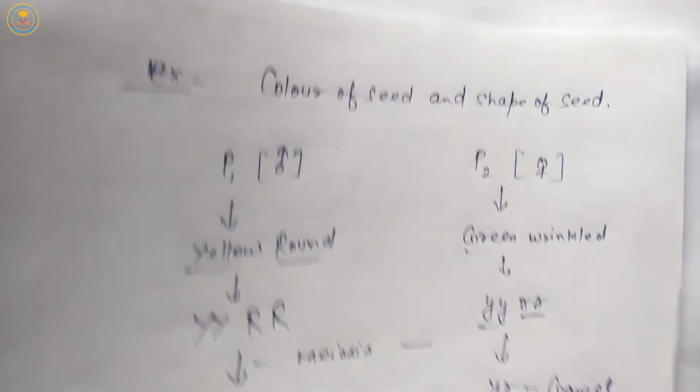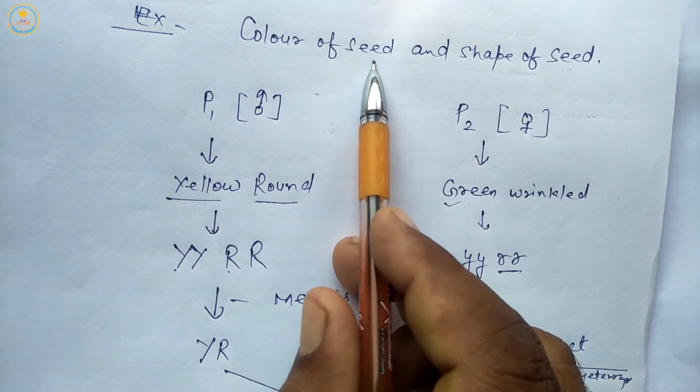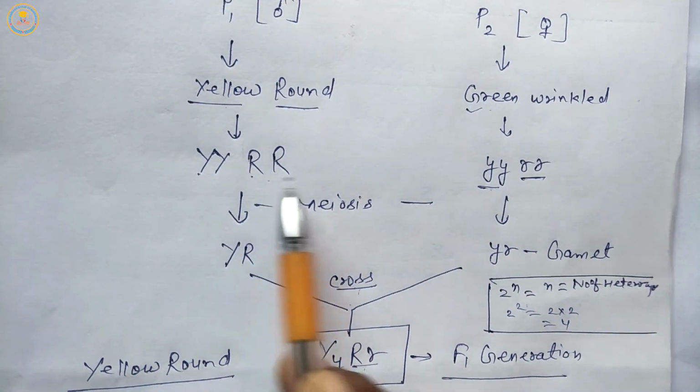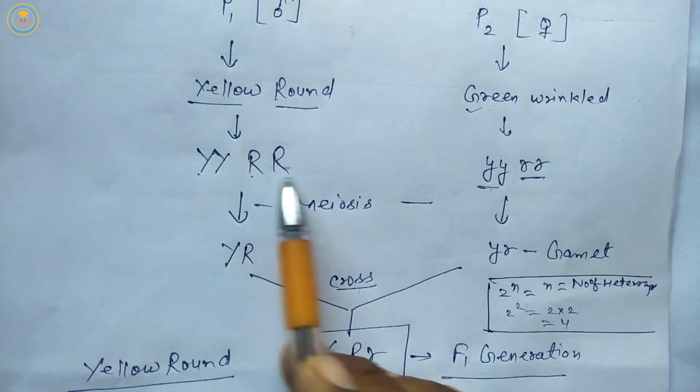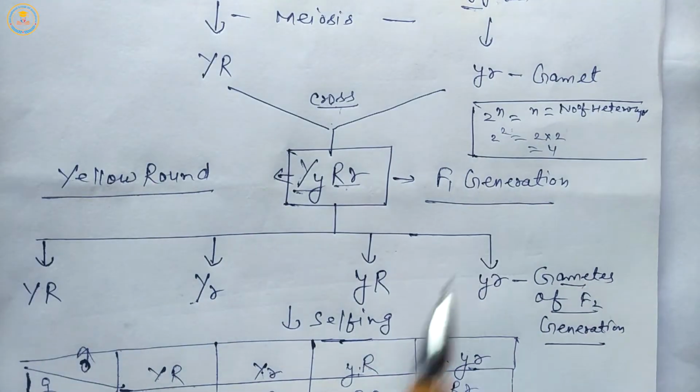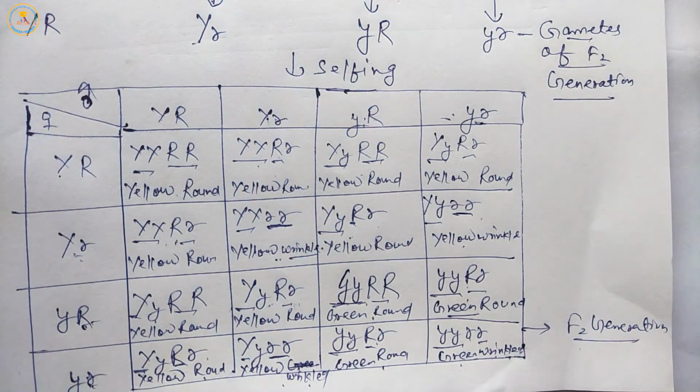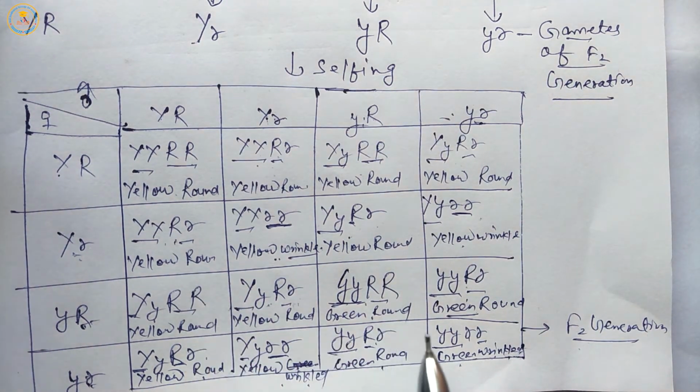Once again, when we take two traits, first is color of seed, second is shape of seed, cross two different parent plants and form the F1 generation. After the F1 generation, the F2 generation is formed. In the F2 generation, traits are independent. It means a single trait is not affected by the inheritance of another trait. So it is called law of independent assortment.